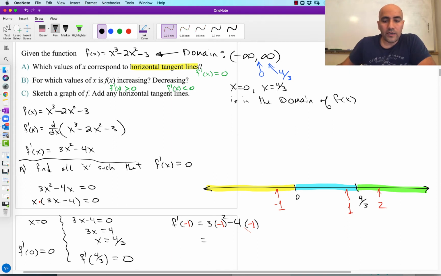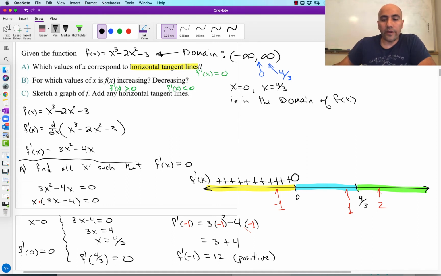And so this will be equal to -1 squared is 1, so this will be 3. And then minus 4 times -1 is going to become plus 4, so it equals 12. So f prime of -1 is 12, but all I really care about is that it's positive. Positive. Okay, so I'm going to come back up here and put pluses right above here, just to indicate that my first derivative, f prime of x, is positive in this little zone here.